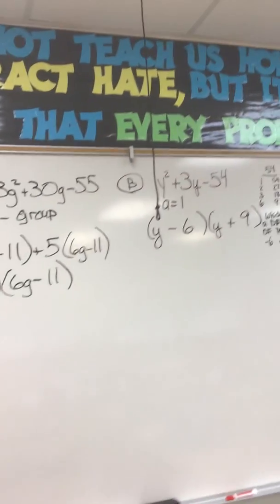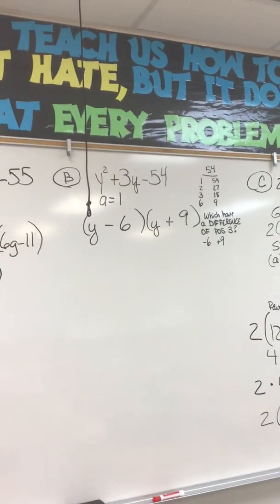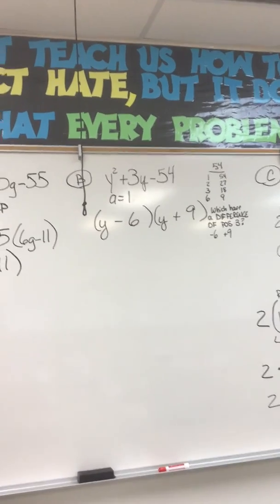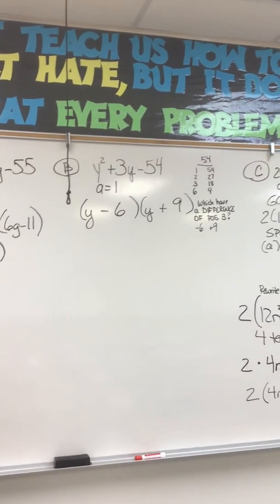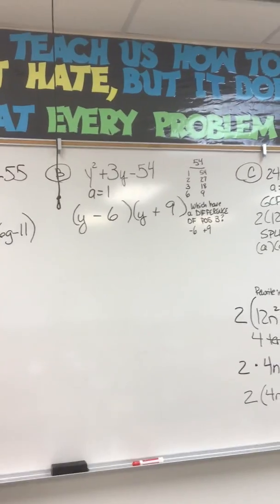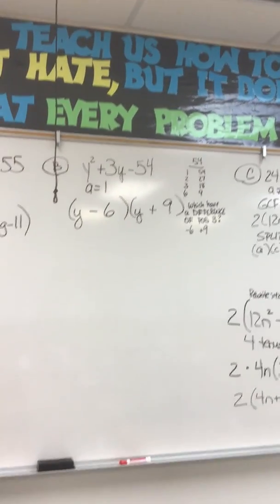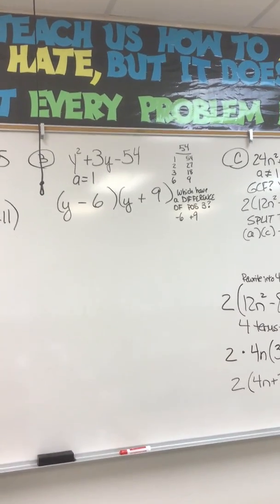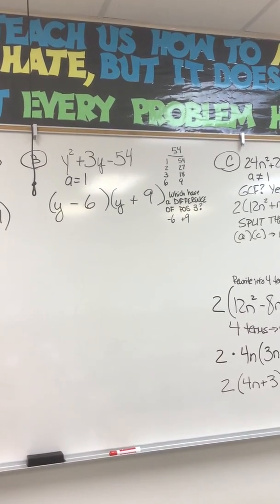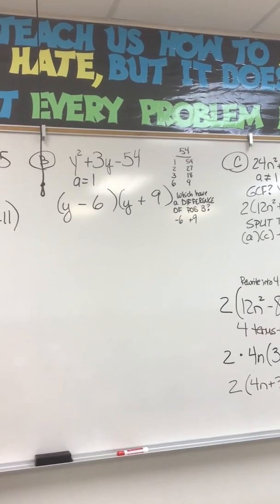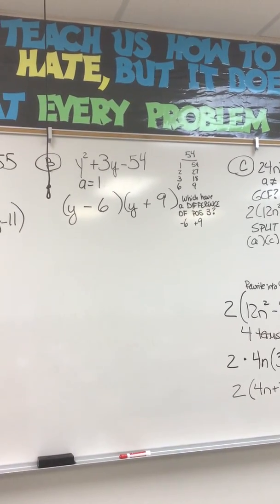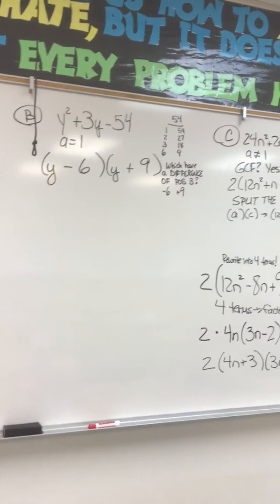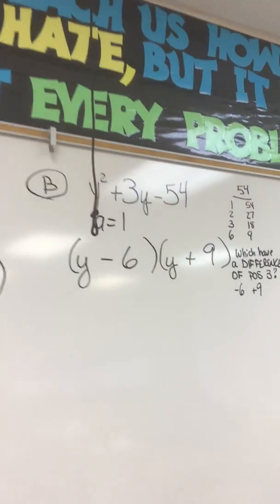Our second example is this y squared plus 3y minus 54. This example is not 4 terms, it's 3 terms, and a equals 1. This means we are going to factor the way we did in section 8.5. All I have to do is find the factors of c, in this case that's 54, that have a difference of positive 3.